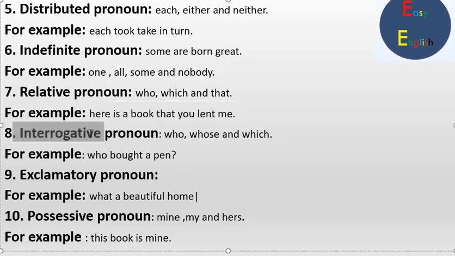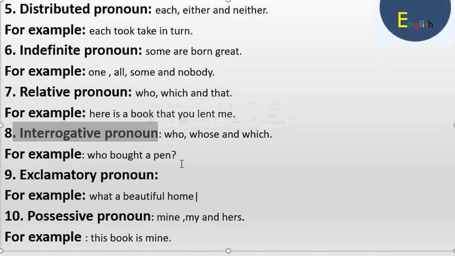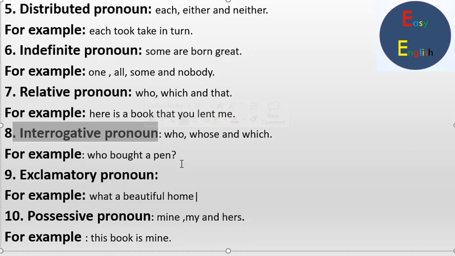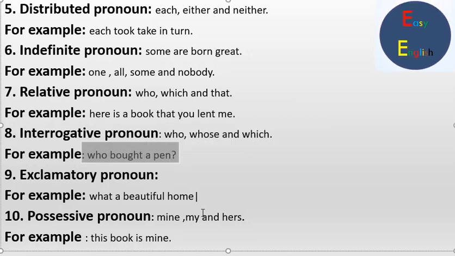Next one is interrogative pronoun. Interrogative means that with it we can create a question. For example, who, whose and which are used for asking questions. For example, who bought a pen? Here who is used as a pronoun which asks the question about a pen.